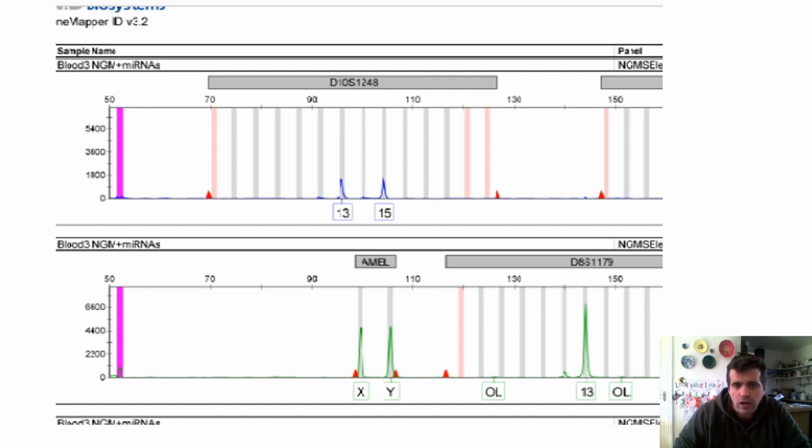So looking a bit closer in, I've zoomed in, so you can see the amelogenin has XY, and then 13, 15. And these numbers here refer to the marker. So D means the DNA, 10 means the 10th pair of chromosomes, and sequence 1248 refers to a specific sequence on that chromosome. So it tells us where that location is.